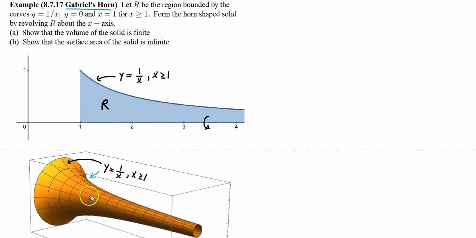Now for the volume, we're just going to use the disk method. So we just think of taking a little disk right here, or washer. Now this is located at position x. We'll call that radius y. And remember, our volume formula for the disk method is going to be pi integral, and in this case it's going to go from 1 all the way out to infinity. See, this x slides from 1 to infinity.